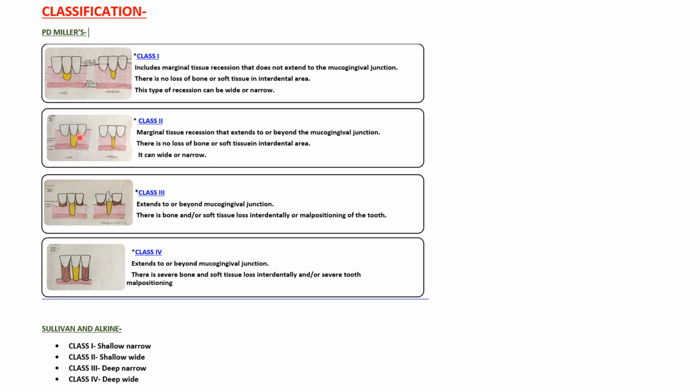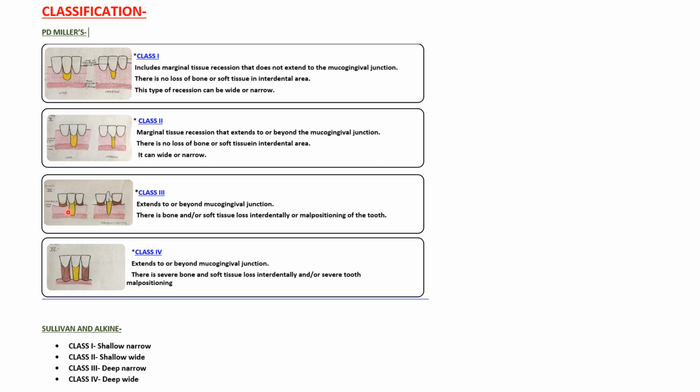The interdental area is slightly like in the normal patient, because the gingiva holds your tooth in the socket, and if there is loss of the gingiva, then your teeth get loosened up, so there is mobility because of this. So class 2 is when the marginal recession is beyond the mucogingival junction. Class 3 extends to or beyond the mucogingival junction, and there is bone or soft tissue loss.